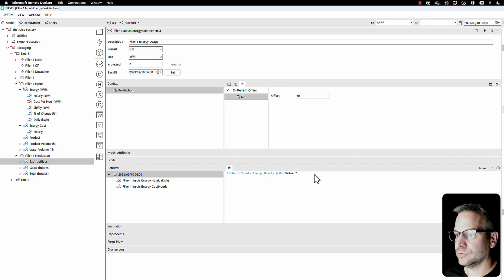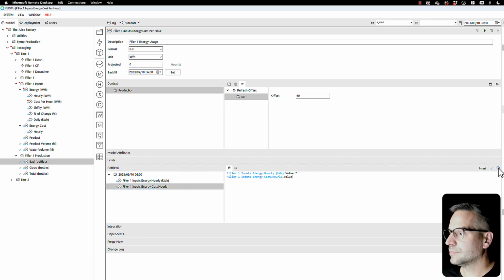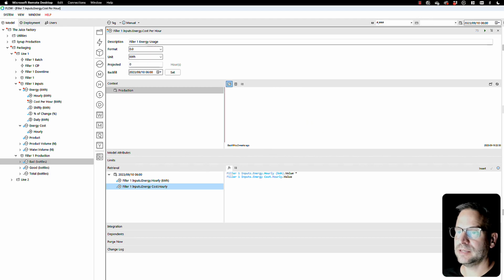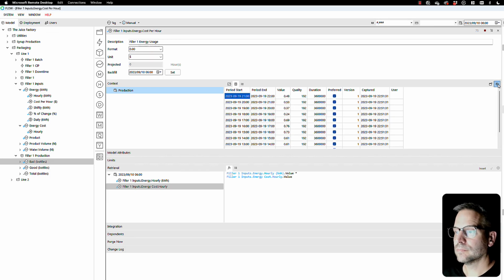So if I just do a simple multiplication, that is going to give me, and I will backfill it, the actual cost per period. There we go. All right, so now I have a sense of what it cost me in energy for each of these periods. 48 cents, 53 cents, 37 cents.